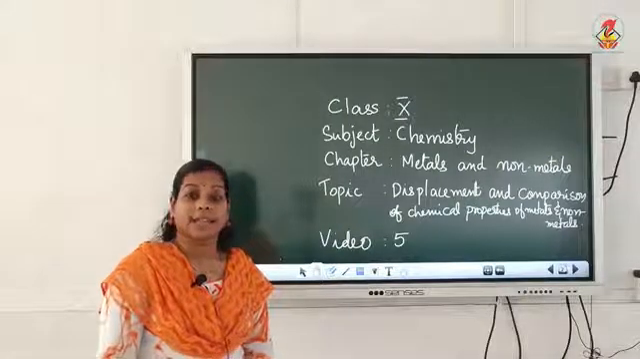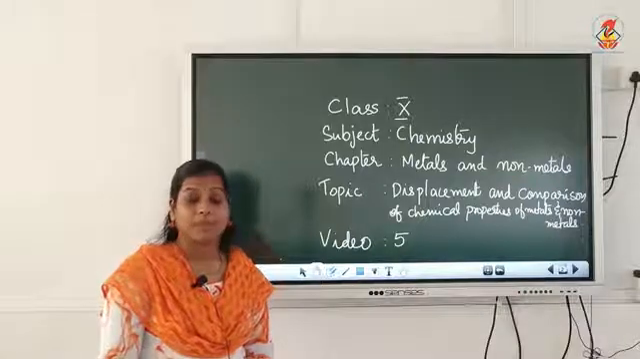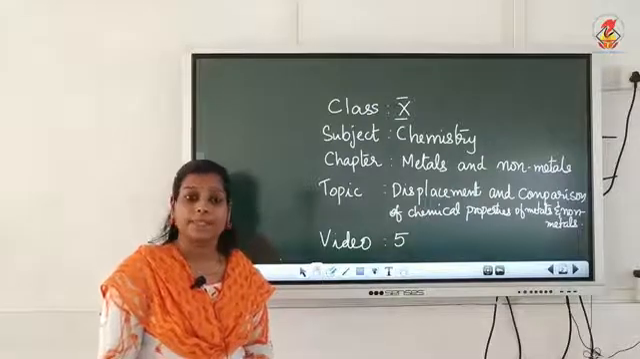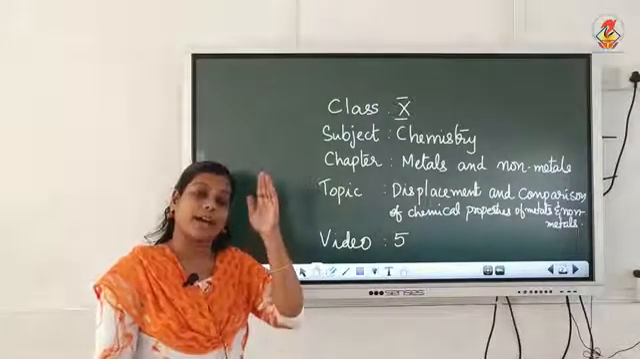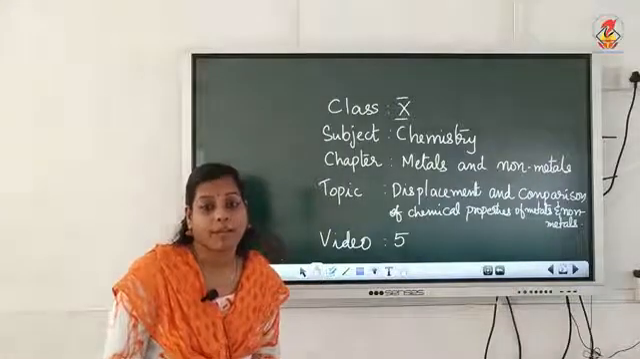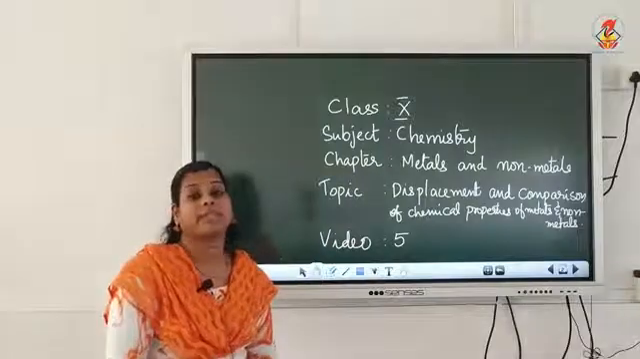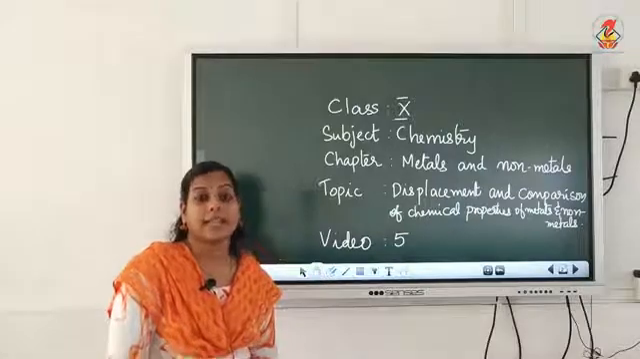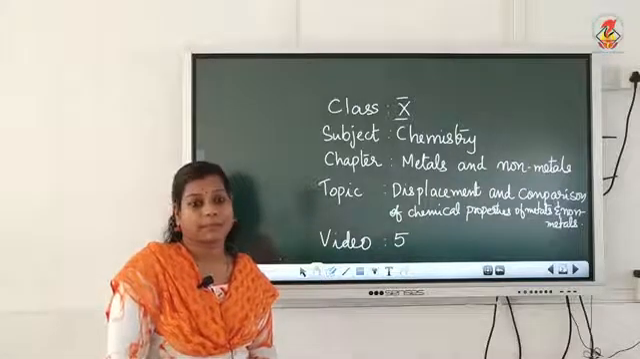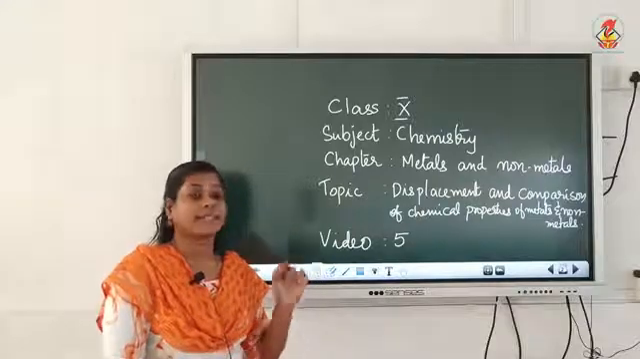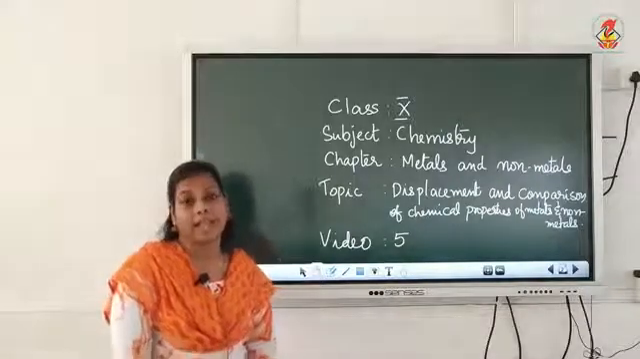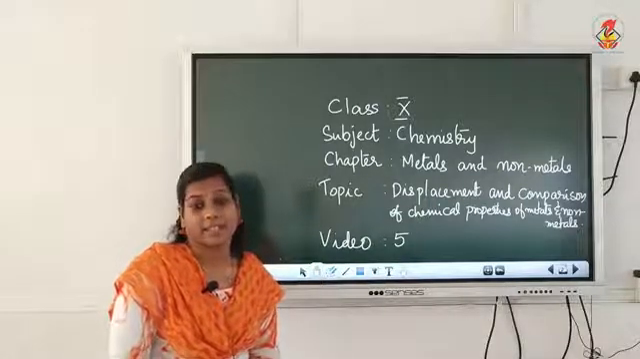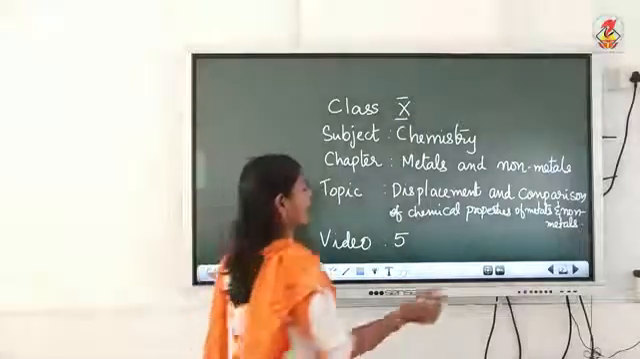You know the reactivity series, isn't it? It is the arrangement of metals in the decreasing order of their reactivity. In the reactivity series, highly reactive metals are at the top, moderately reactive metals are in the middle, and at the bottom we can see the least reactive metals. So, when we discuss metal reactions with other metal salts, we have to consider the reactivity series.